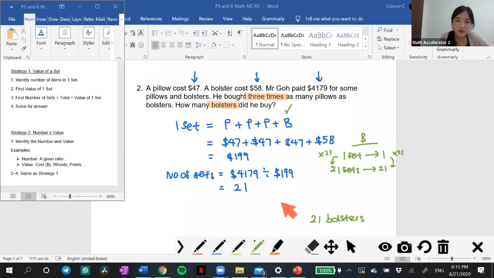Okay, what if I twist the question and ask you, how many pillows did he buy? How are you going to find that? Anyone? Right, instead of bolsters, what if they ask you for pillows? Okay, good. Right, I see a lot of people giving the correct answer.